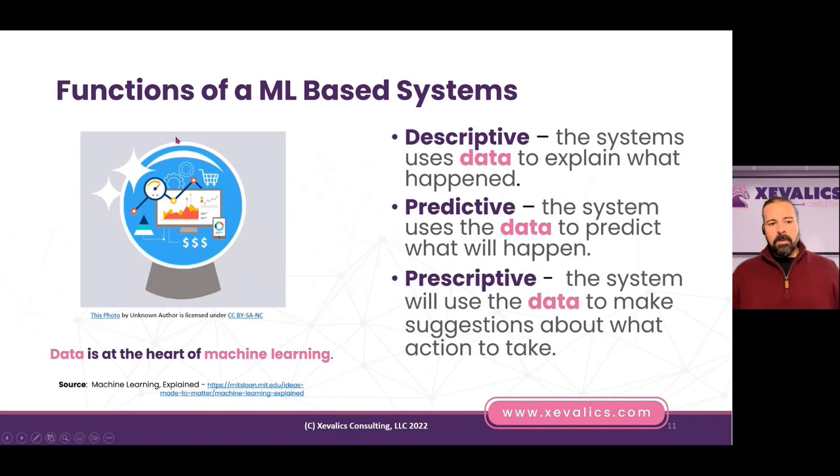So let's take a look at this graphic. You can see in this crystal ball we're putting all the data. Let's think this is our model, and we expect our data to give us some guidance: what happened, what could happen, or which action we will take. But the most important thing is that data is at the heart of machine learning. Everything happens because of data.